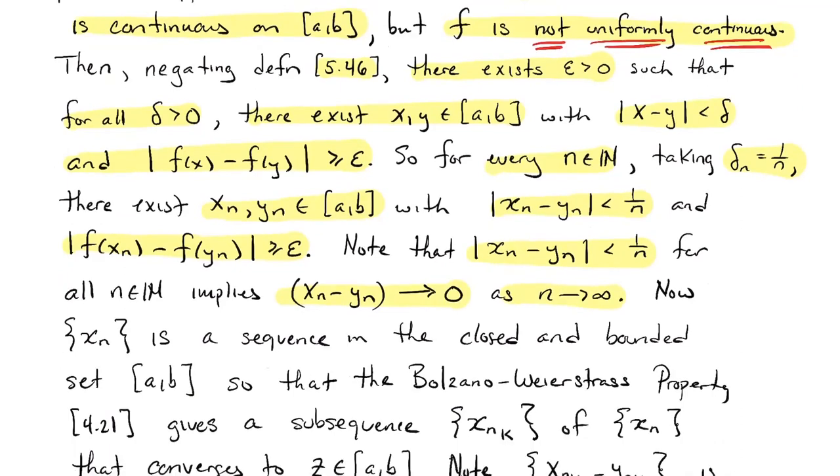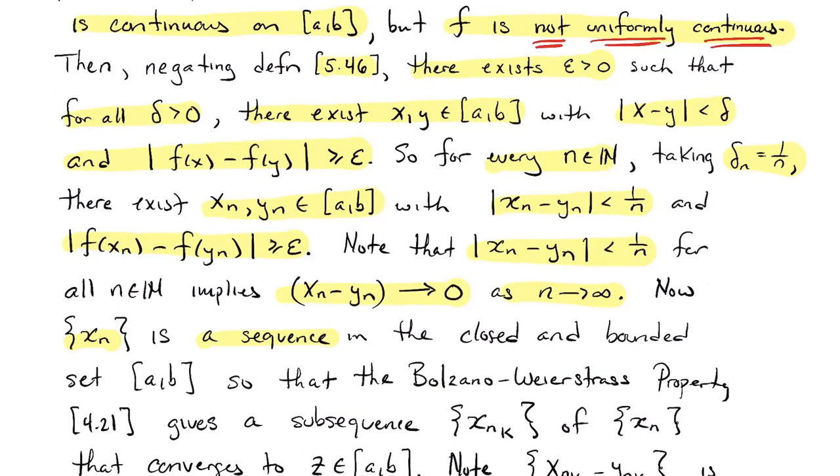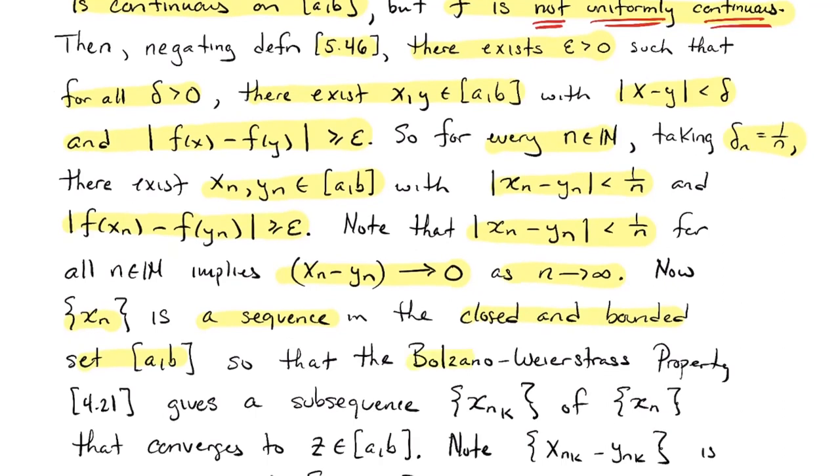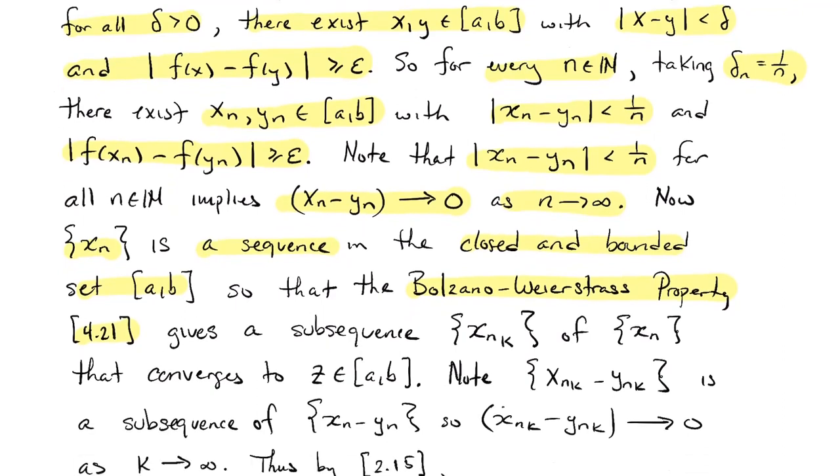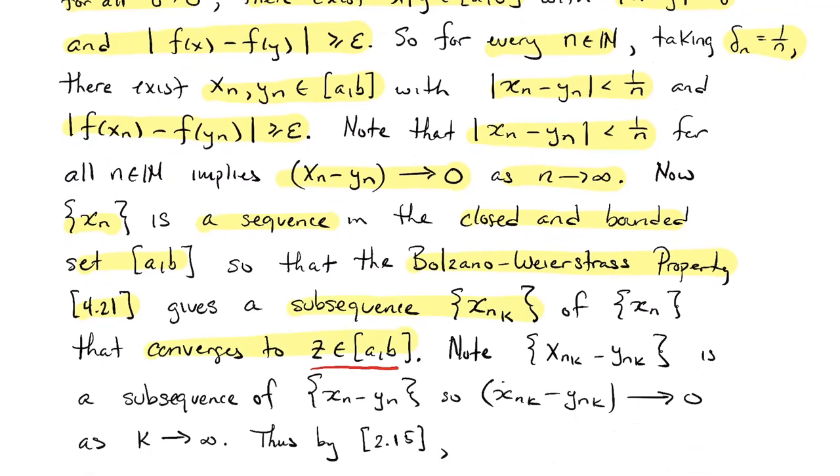Okay? Okay. So now just focusing on the xn's, it's a sequence in the closed and bounded set a to b. It's a compact set. So that set has the Bolzano-Weierstrass property. That's what 4.21 says. So because we have a sequence in a compact set, the Bolzano-Weierstrass property says that there's a subsequence, I'm going to call it xnk, of that sequence xn, that converges to some point in that set. So not only does this subsequence converge, it converges to a point in the interval a to b. Okay, so I've got this subsequence of the x's that converges. Well, for each term of the subsequence, I can look at the corresponding term in the sequence of y's. So that gives me some subsequence of the difference.